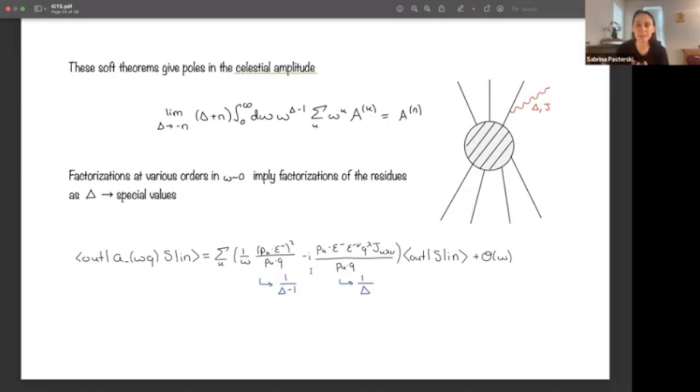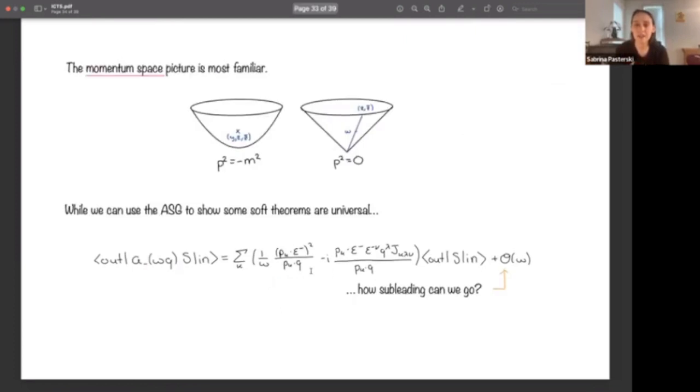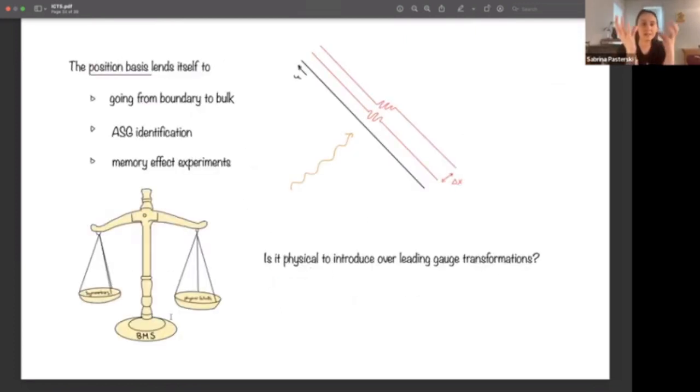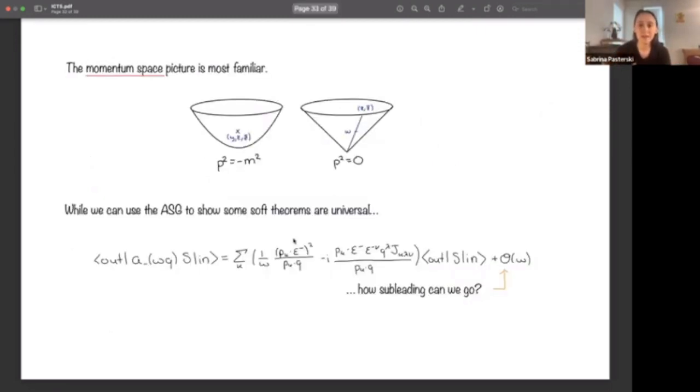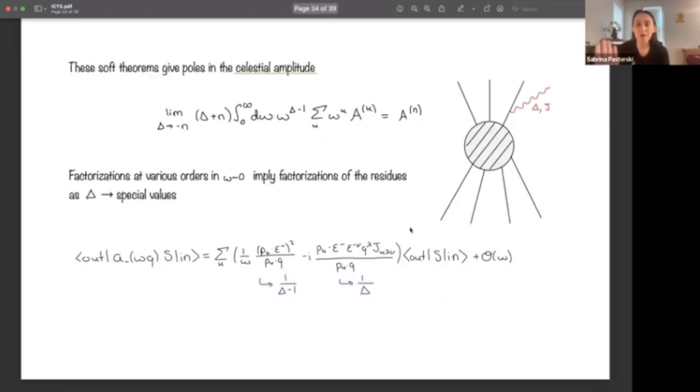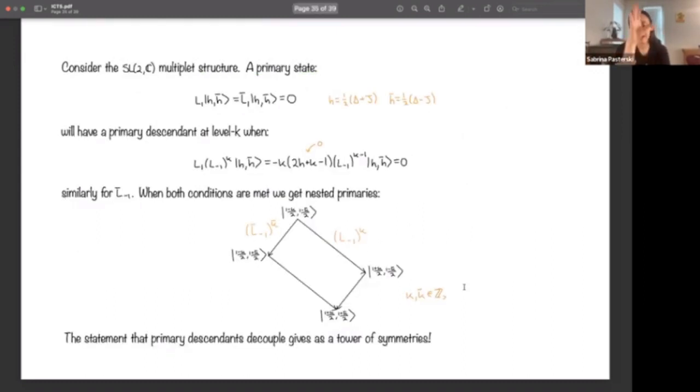But it's precisely because of this tension: I don't have a known asymptotic symmetry. There've been some proposals for it that are basically like overleading diffeomorphisms or overleading gauge transformations. And that is in tension with this delicate balance that we have between physical falloffs and the symmetries that we thought we found a while back. That's part of the reason why the celestial basis is interesting, is that you can kind of see how the thing that's universal isn't the fact.